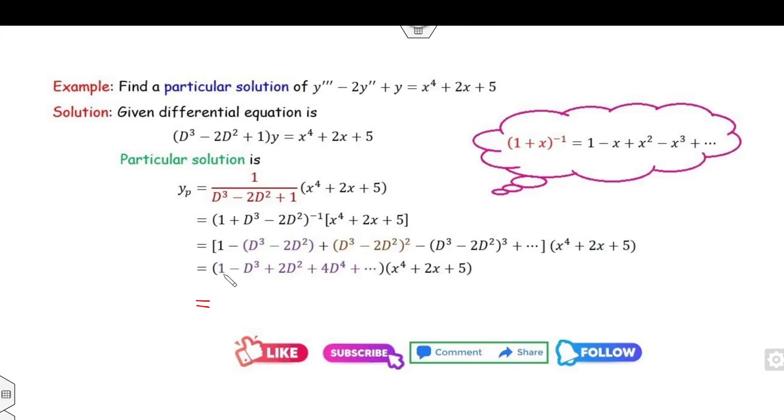Now you can open this bracket, 1 into x4 plus 2x plus 5. What is a capital D?